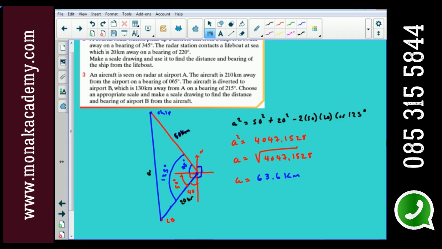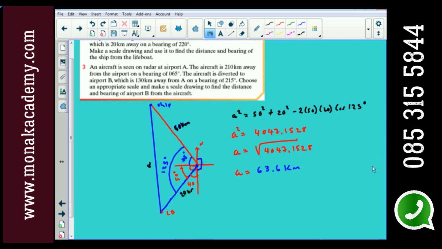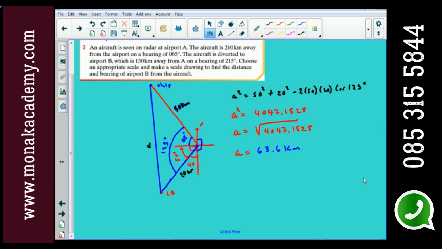And then we move to here. The next question is, what is the bearing of the ship from the lifeboat? So we draw a compass where? At the lifeboat. So I'm going to delete there so that we can draw a compass. Our compass will look like this, right? Do you agree?